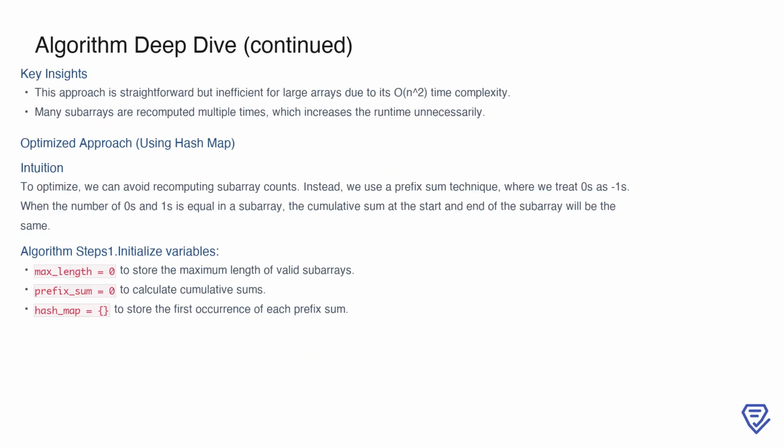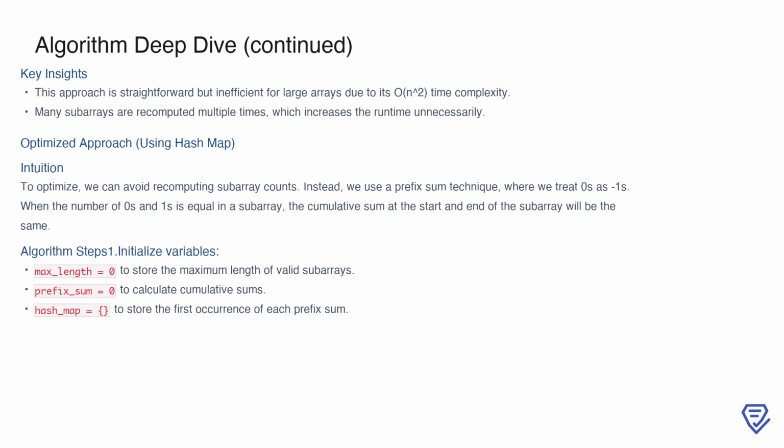The brute force approach, while straightforward, is inefficient because it repeatedly computes the counts of zeros and ones for overlapping subarrays. This redundancy leads to an O(n²) time complexity, which is too slow for larger inputs. To address this, we can use an optimized approach based on a prefix sum technique.